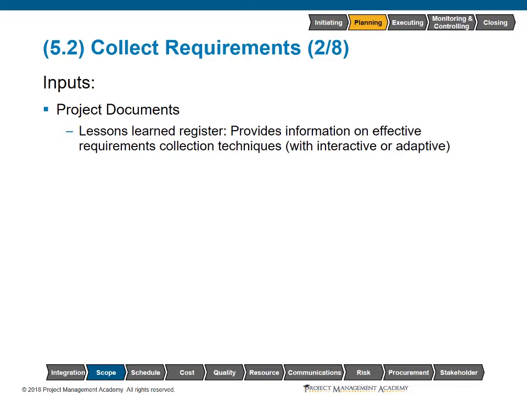Project documents as an input to this process refers to the generic catch-all of all of the relevant documentation we've been producing throughout our project so far. If you refer to page 89 within your PMBOK, you'll see in the right column a list of 33 project documents that could be considered here. There's a specific focus on the lessons learned register. So, what worked well in the past? If we had a recent and relevant project experience and we had some type of successful information gathering techniques that we've used to help collect requirements, then we would definitely want to reuse that during this project as well.